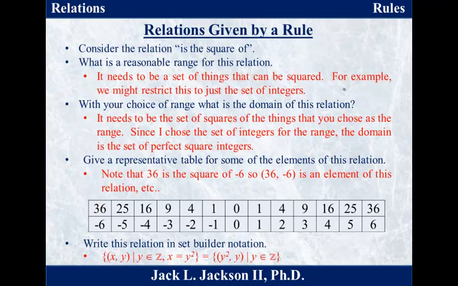So we could write this in set builder notation a couple of different ways. The set of all ordered pairs x comma y, such that y is an element of the integers and x equals y squared. Or the set of all ordered pairs of the form y squared comma y, such that y is an integer. That's an even more compact way of writing it.